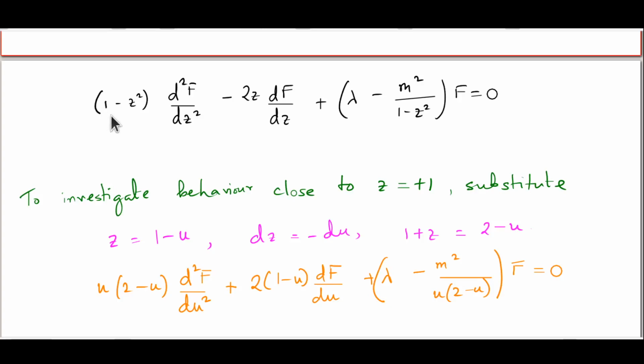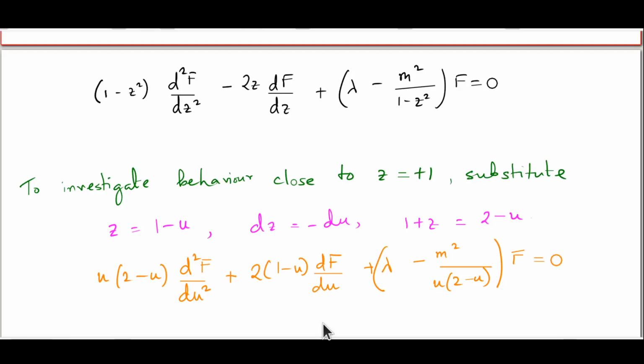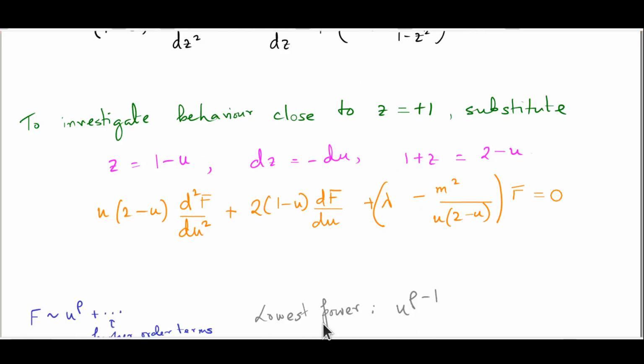If you do that, of course, 1 minus z square is 1 minus z into 1 plus z. 1 minus z is simply u and 1 plus z is 2 minus u. So we just put that in everywhere. And now this is the equation we have. And we want to investigate the behavior of solutions to this equation when you are very close to u equal to 0. So what we will do is we are going to work out things this way.